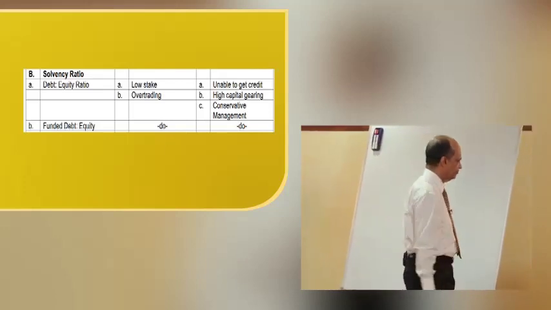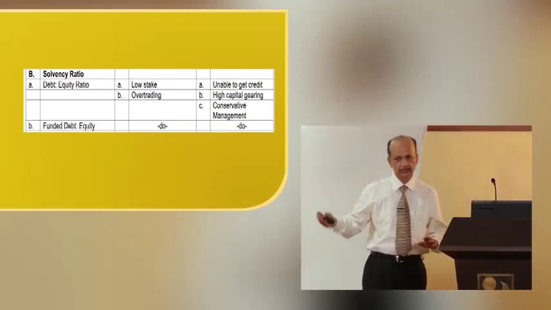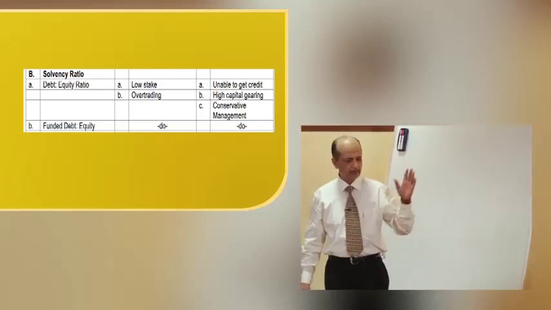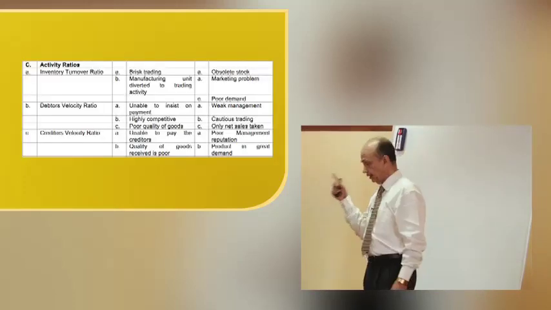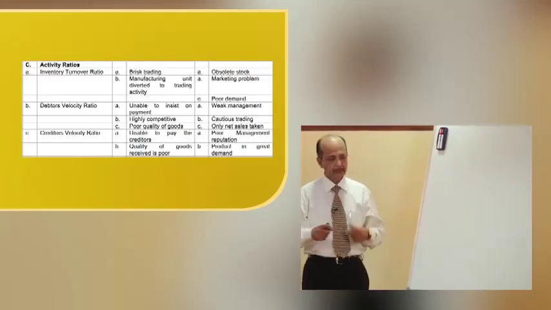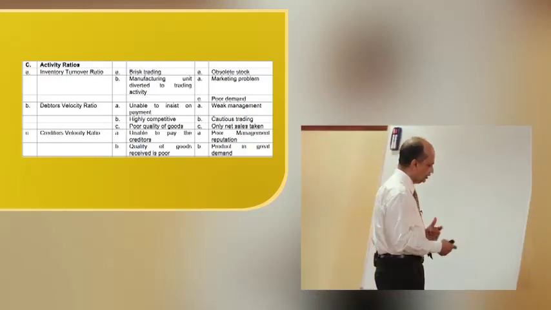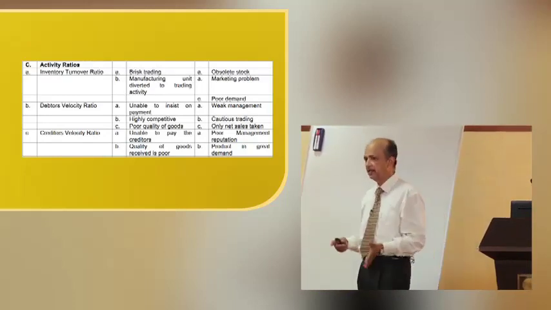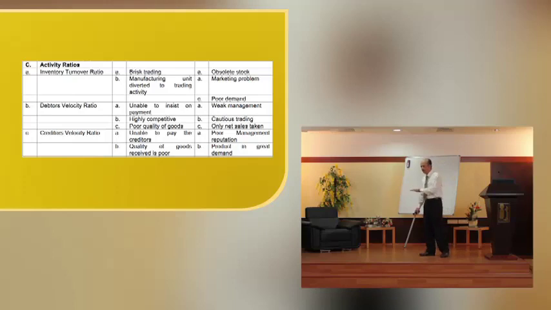Then the third group, because we have done the classification in 4 groups. The first is liquidity, which we discussed, then capitalization, solvency or leverage, which we have discussed. The third one is the activity ratios. Here we have talked about various ratios: inventory turnover ratio, debtors velocity ratio, creditors velocity ratio. If the inventory turnover ratio is on the higher side, what interpretation can we make? One negative feature is a sort of brisk trading, that is trading which is beyond the capacity.